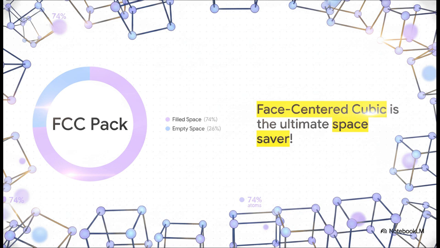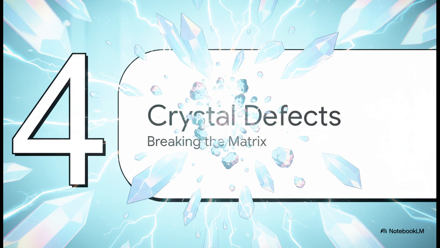This achieves a massive 74% packing efficiency, leaving only 26% empty space. It is literally nature's ultimate space-saving hack. All right, let's look at Section 4, perfectly imperfect crystal defects, breaking the matrix.